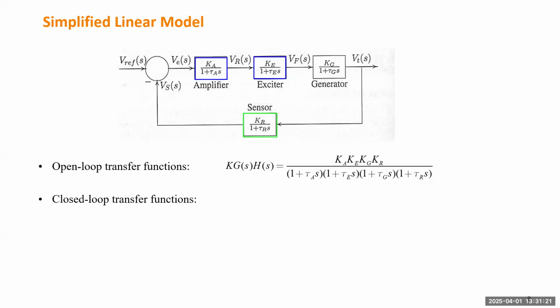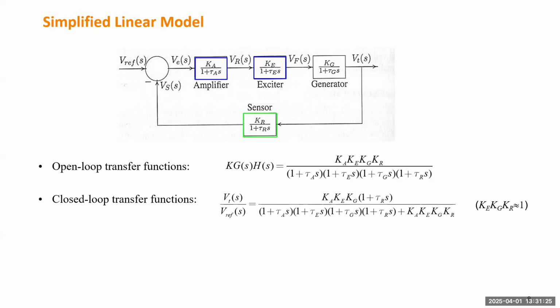What is the closed loop transfer function? The closed loop transfer function for this system will be the product of the forward 3 blocks, the multiplication of those 3, divided by 1 plus the open loop transfer function. And you do some simplification, you will have this one.